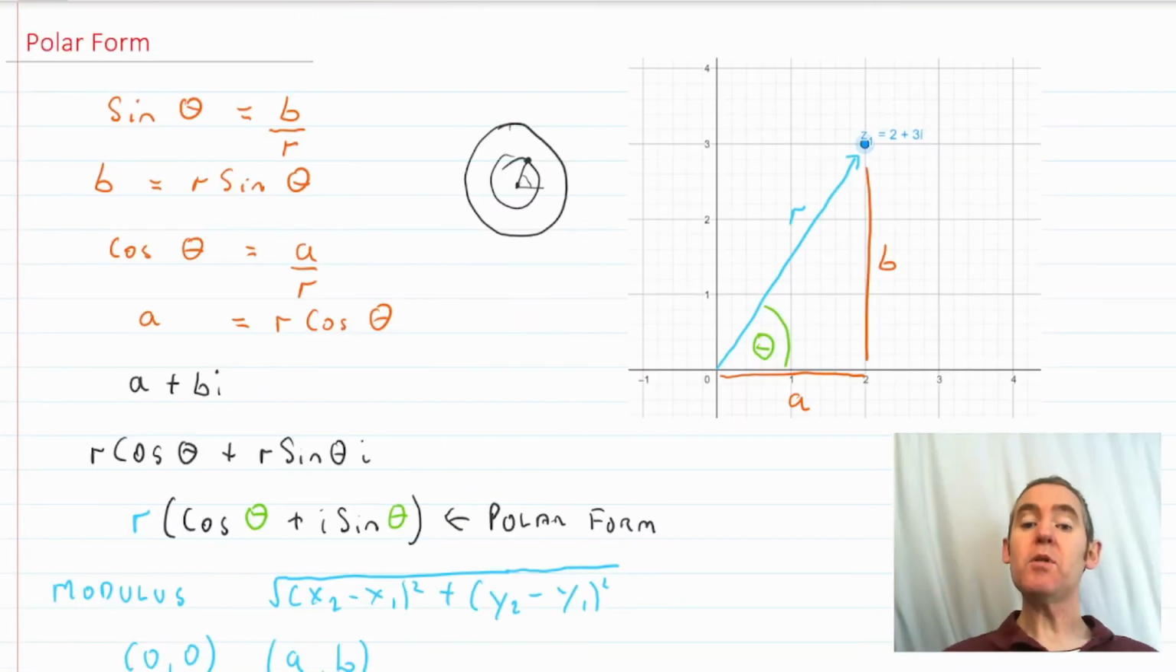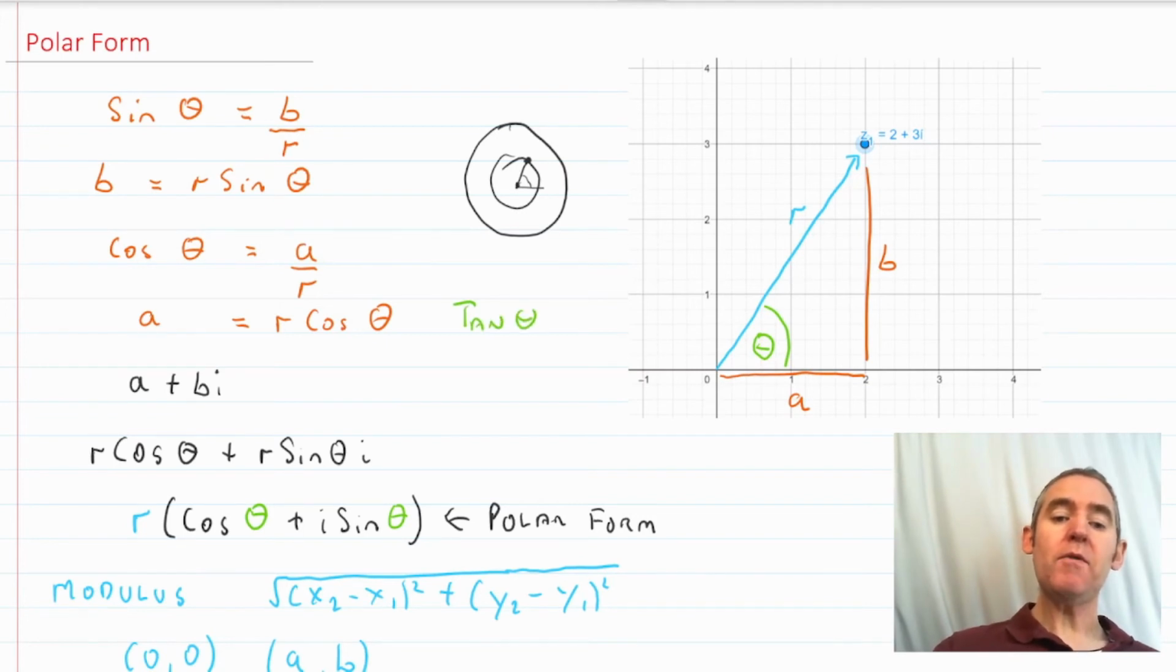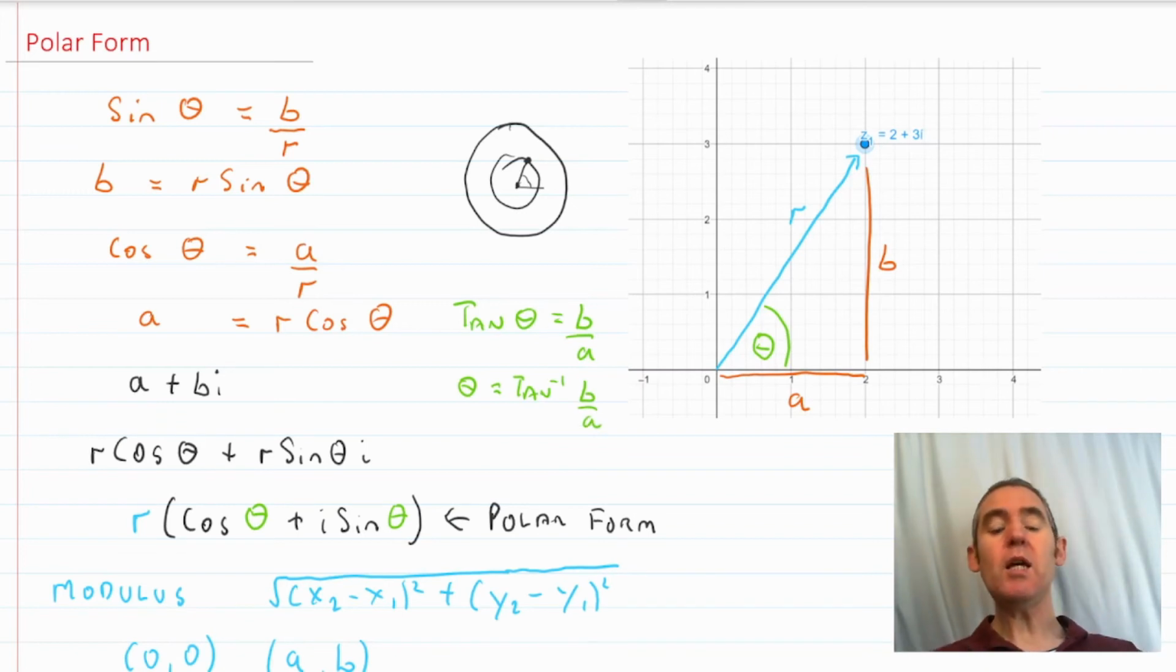To get the argument for a complex number, what we need to do is get the tan of theta. So the tan of theta is B over A. In this case, you can see it's opposite over adjacent. So theta is equal to the inverse tan of B over A. Now, theta in the polar form is represented in radians.